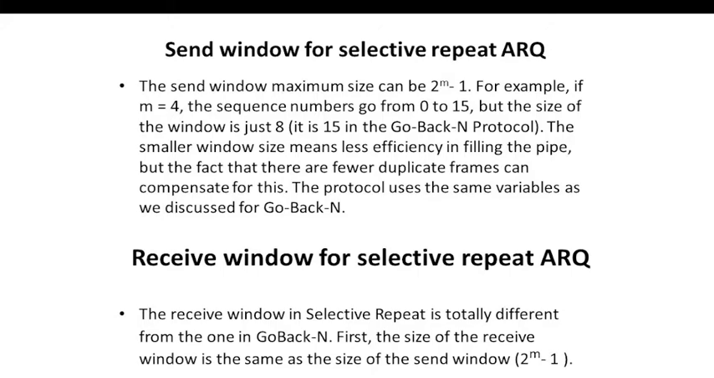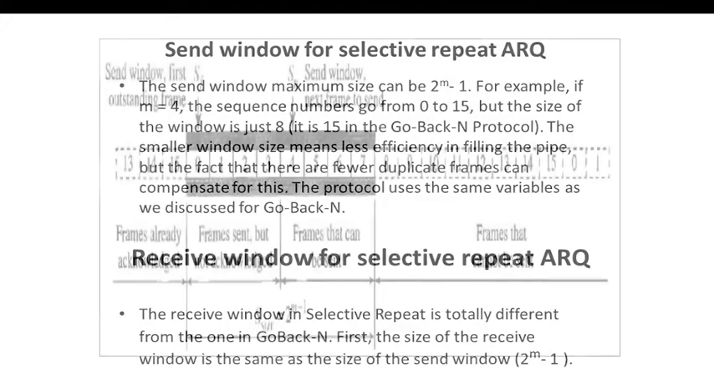The protocol uses the same variables as we discussed in Go-Back-N. That is about the send window for selective repeat ARQ. What about the receive window for selective repeat ARQ? The receive window in selective repeat ARQ is totally different from the one in Go-Back-N. First, the size of the receive window is the same as the size of the send window, 2 to the power m minus 1.